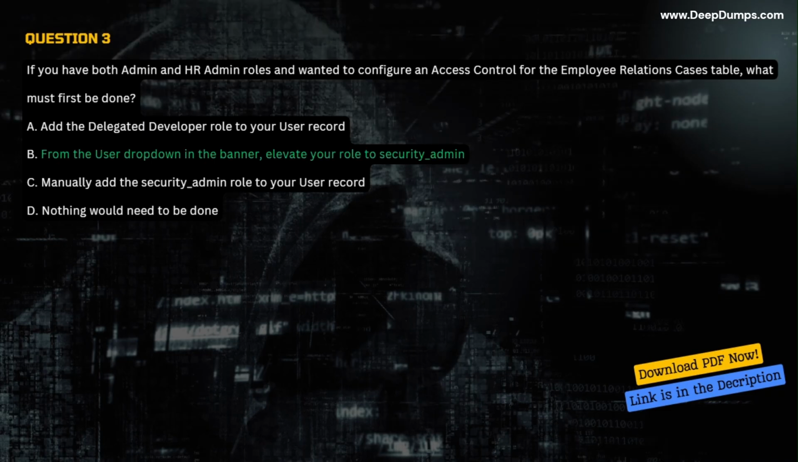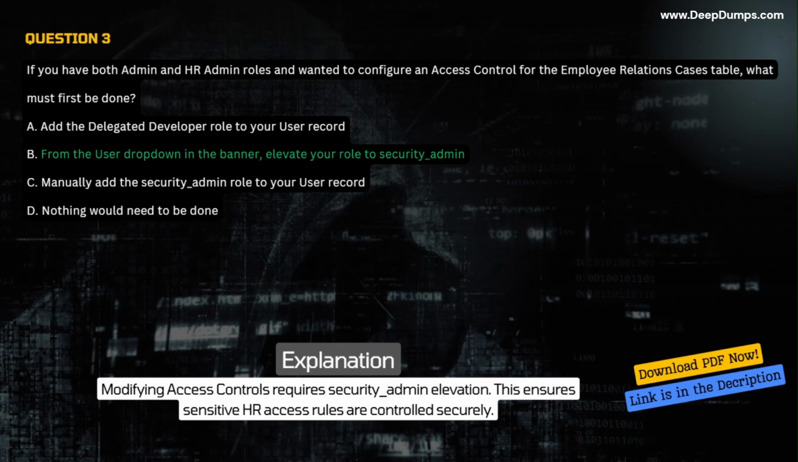Correct answer B. From the user drop-down in the banner, elevate your role to security_admin. Explanation. Modifying access controls requires security_admin elevation. This ensures sensitive HR access rules are controlled securely.